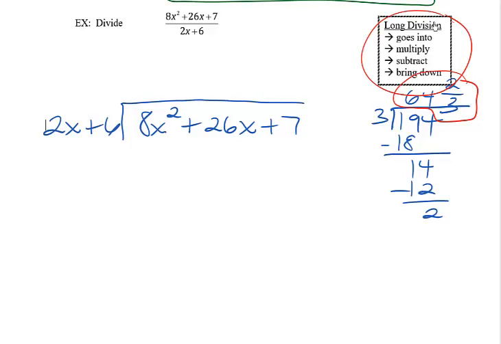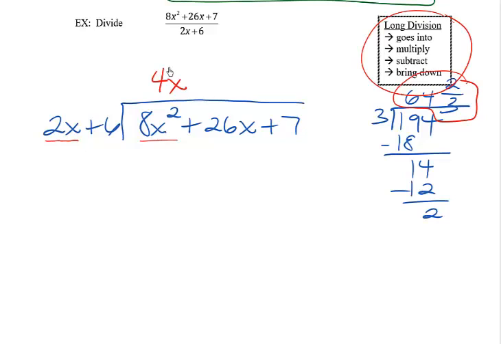Now, when you're doing this with polynomials, you simply look at the first term here and the first term here. How many times does 2x go into 8x squared? And really all that means is, what would I have to multiply by 2x in order to get 8x squared? Well, hopefully you can think about that for a second and realize that the answer would be 4x. 4x times 2x is 8x squared. That's the goes into step.